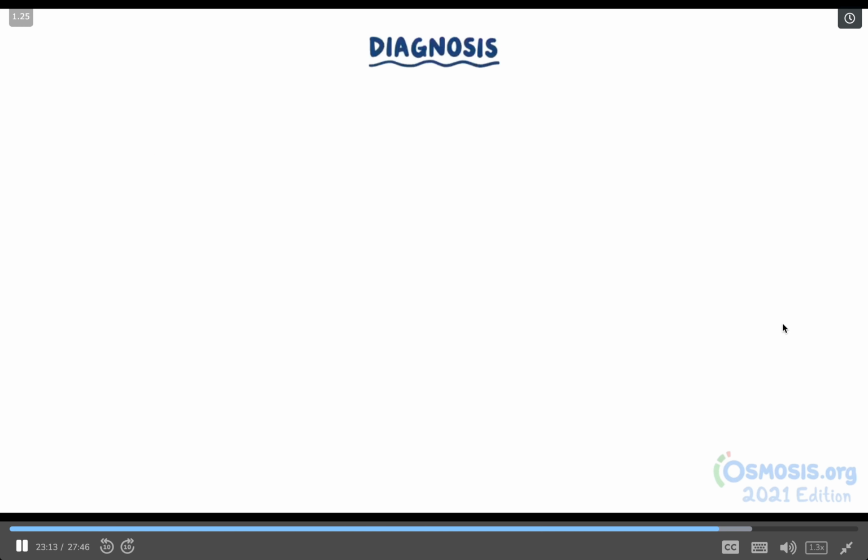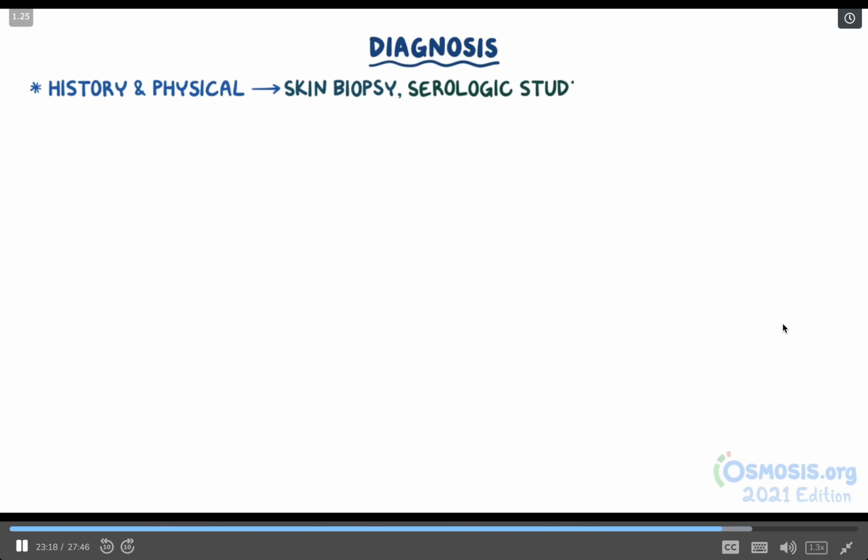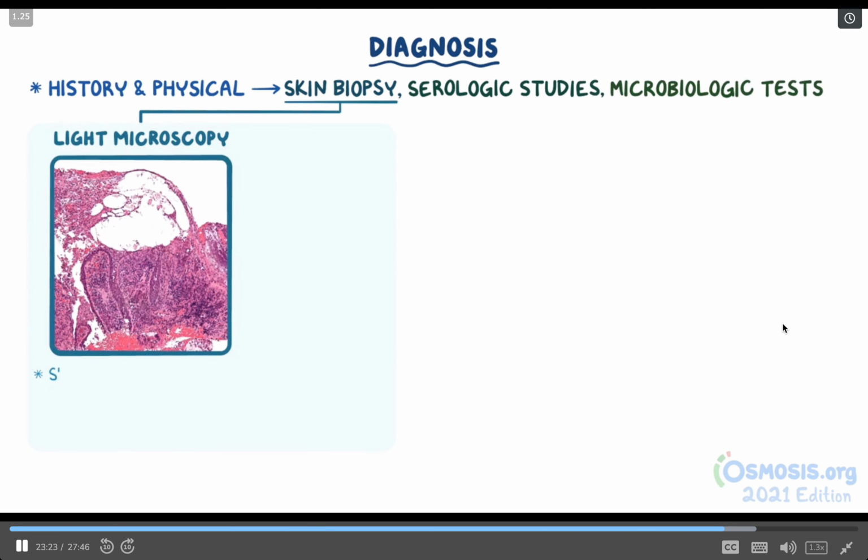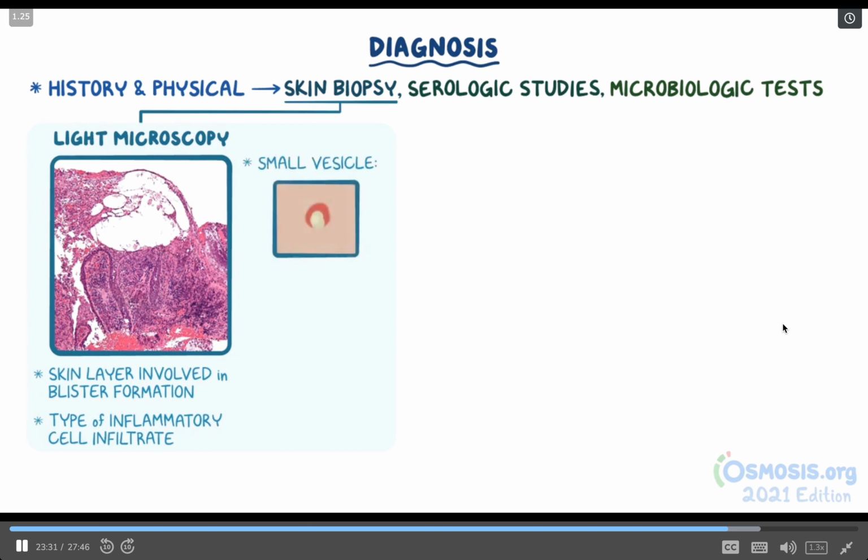Now, for diagnosis. A history and physical can be followed up with a skin biopsy, serologic studies, and microbiologic tests. A skin biopsy with light microscopy can reveal the skin layer involved in blister formation and the type of inflammatory cell infiltrate. If it's a small vesicle, then the entire lesion should be removed. For larger lesions, a specimen should be obtained from the edge of a blister, and it should contain both portions of the blister and intact skin.